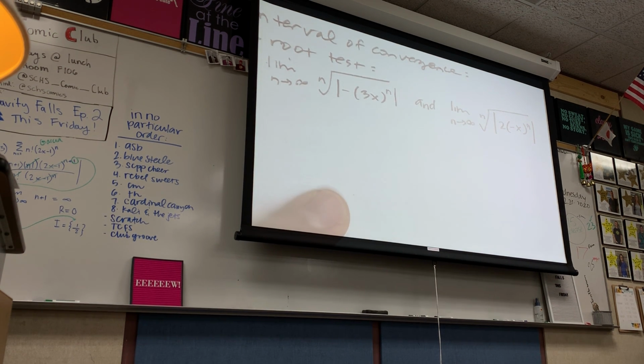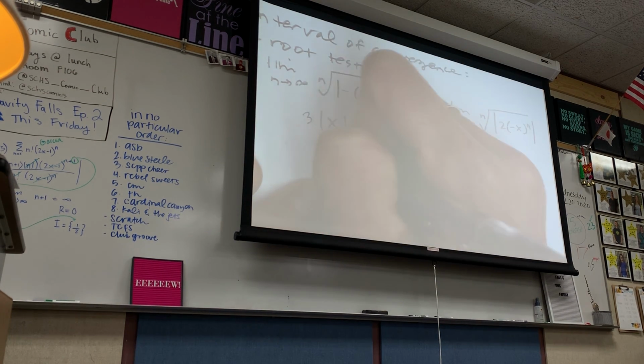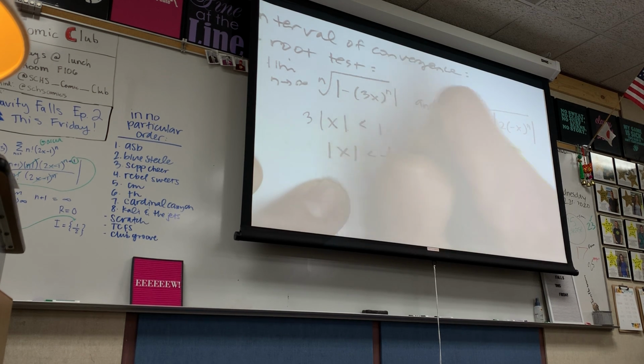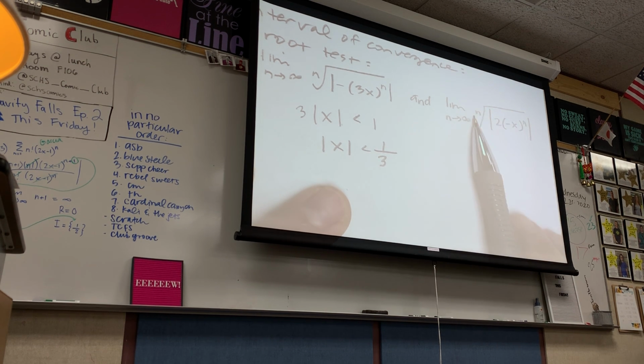All right, and group, power of n, they undo each other. And absolute value, so all you have left is 3 absolute value of x. Then you set that what, everyone? Over here, the nth root n.